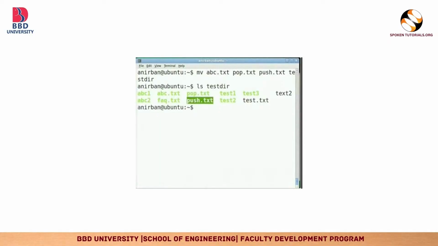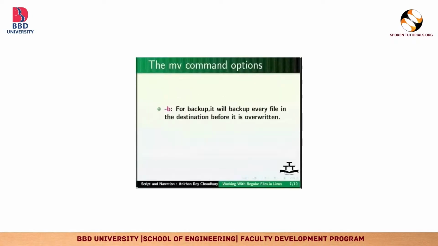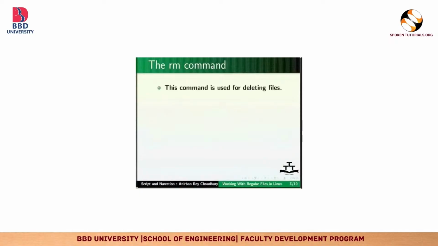Now let us see some options that go with mv. Let us first go back to the slides. The -b or --backup option is present with the mv command. It will back up every file in the destination before it is overwritten. The -i option that we have already seen warns us before overwriting any destination file. The next command we will see is the rm command. This command is used for deleting files.